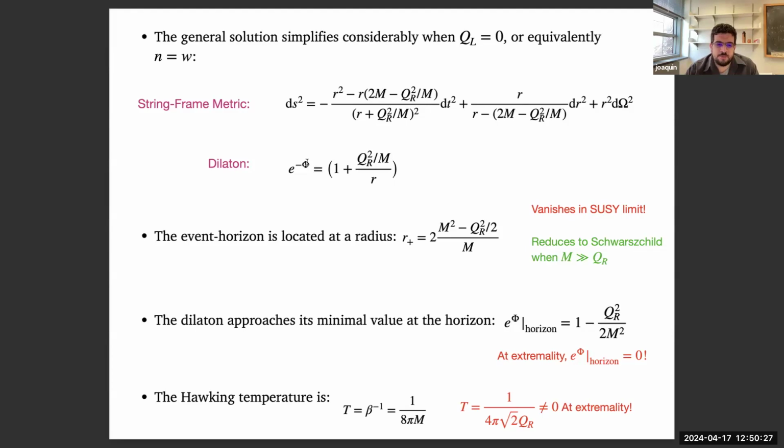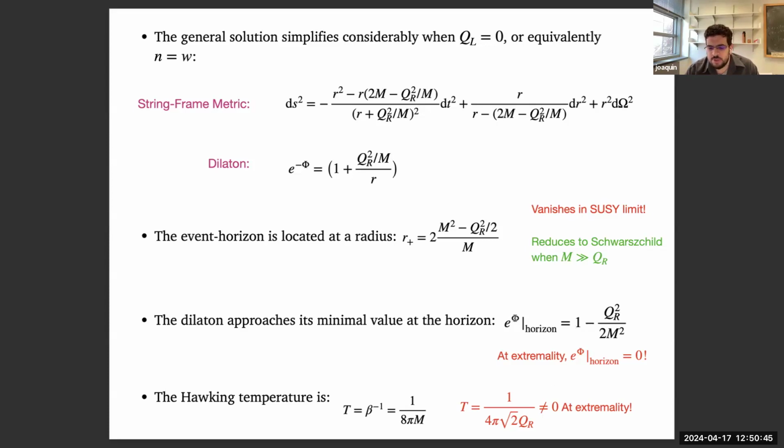Okay, the dilaton is defined such that it vanishes at infinity, and it approaches a minimal value at the horizon. So e to the minus phi is roughly 1 at infinity, and then it becomes smaller as you approach the black hole.